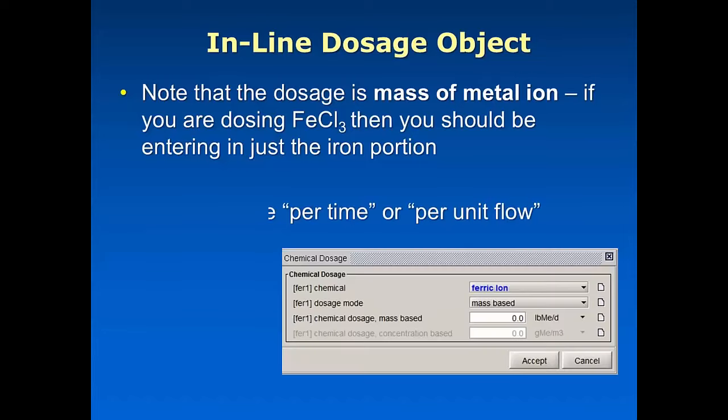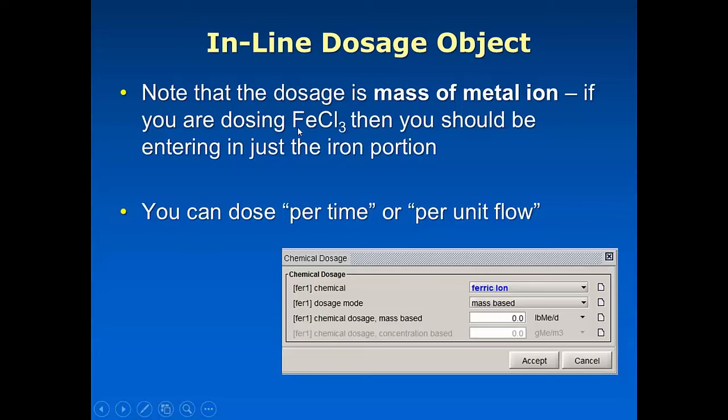And when you're dosing, it's important to remember here that you're dosing the actual ferric ion. So if you say, I know exactly my particular dosage, you're trying to calibrate to a known plant, and I'm dosing a certain amount of ferric chloride, the amount that you should be entering in here is actually just the iron portion of this. So you may have to do a little stoichiometric calculation to get from the total amount of compound that you're using to just the iron mass that's going to be going in.